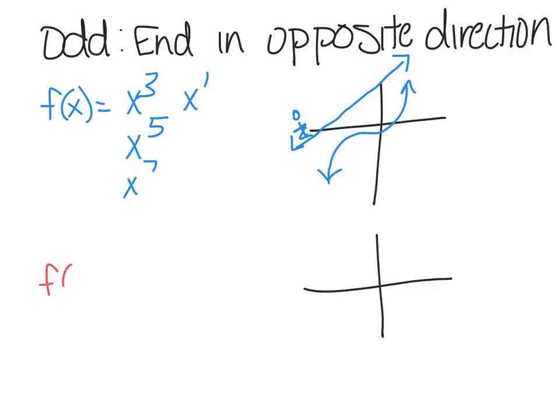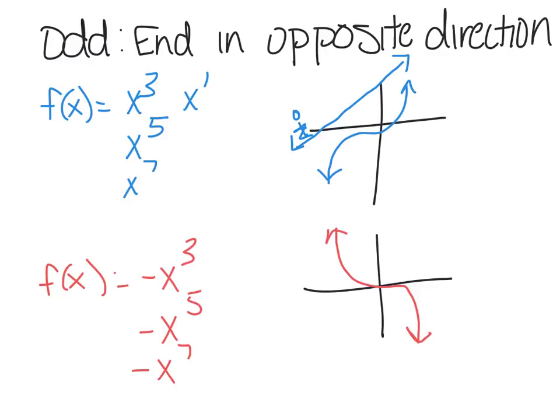Now let's do the opposite. If I have a negative x to the third, a negative x to the fifth, a negative x to the seventh, and so on, it's going to start up and end down. Another way to look at that is negative x. Negative x is a straight line that starts up and ends down because our little stick figure can walk down.